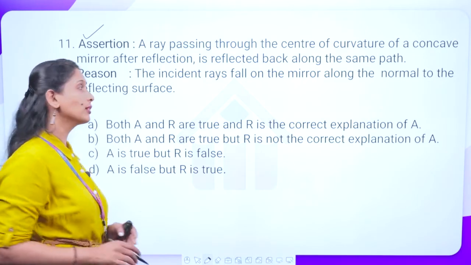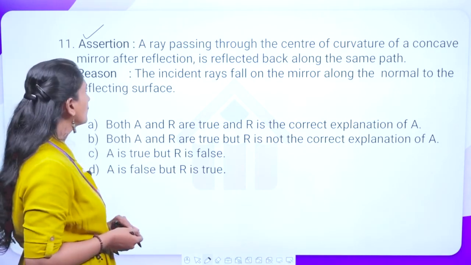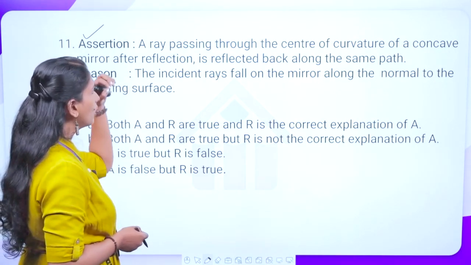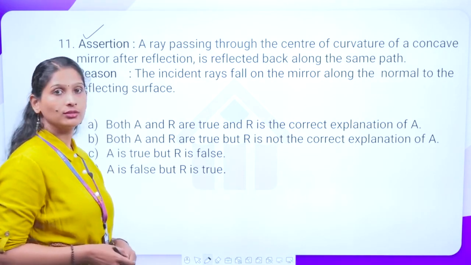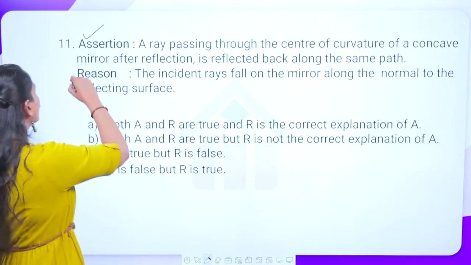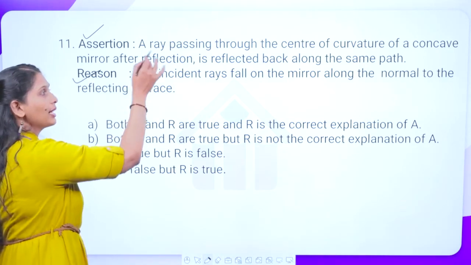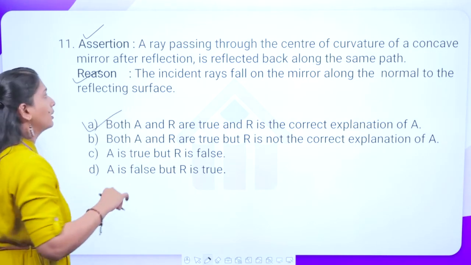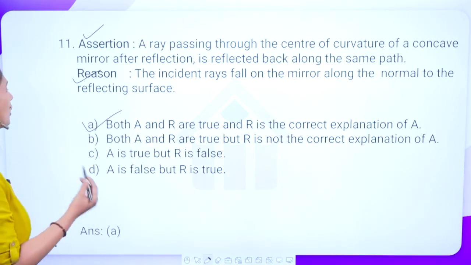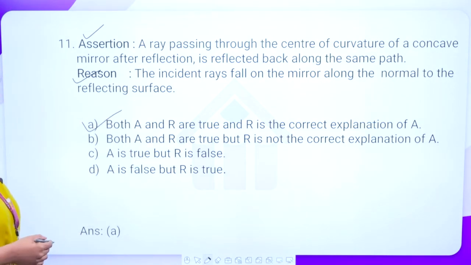It is a correct statement. Now let's see the reason. The incident ray falls on the mirror along the normal to the reflecting surface. Again, that is also true. And that is why it is retracing the path too. And because of the same, I can opt for option A. That is how you have to check the assertion.